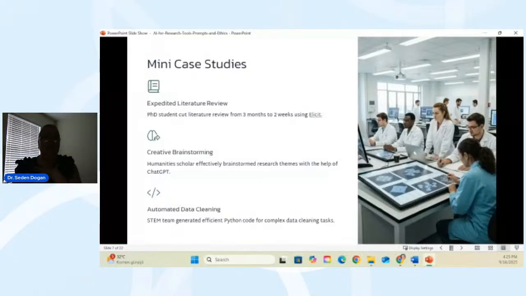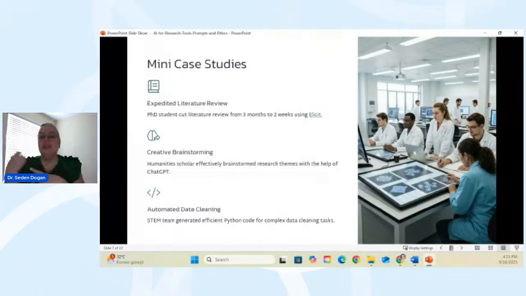The second case study is about a humanities scholar. Let's assume a scholar studying AI anxiety in classrooms, and they have dozens of interview transcripts. Instead of coding everything manually from scratch, the scholar asked ChatGPT to propose themes from small excerpts. The AI suggests categories like loss of control, trust issues, concern about bias. But the scholar, of course, doesn't take those at face value.